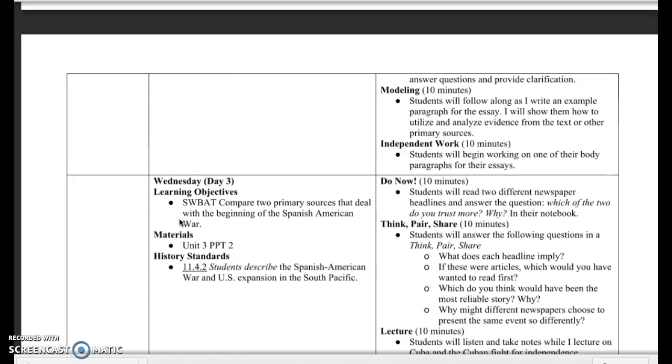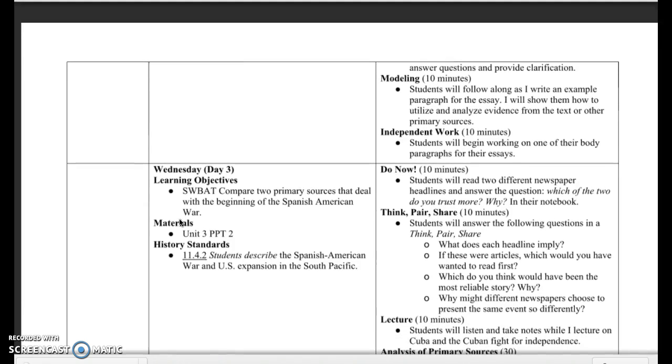So then day 3, we're comparing 2 primary sources about the Spanish-American War. These are 2 different points of view, and what we're looking at is how these points of view shaped public opinion.